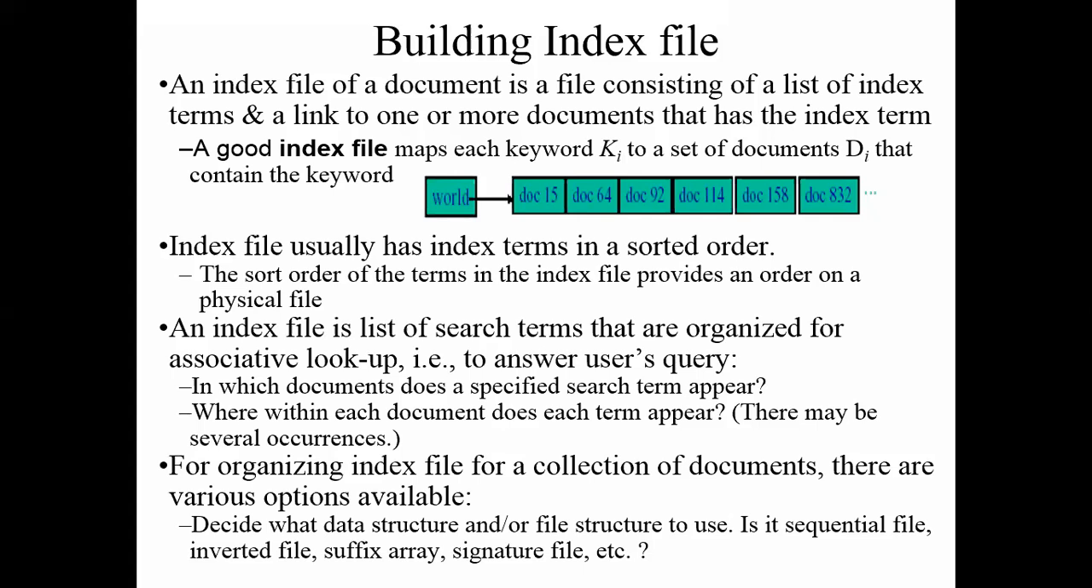Nowadays, there are many indexing structures available, like sequential file, which is the first indexing structure introduced by scholars for organizing index terms and creating the index file. Later on, inverted file, signature file, suffix array, and many other algorithms are designed. So we'll try to see, based on their advantage, the sequential file, inverted file, and signature file.